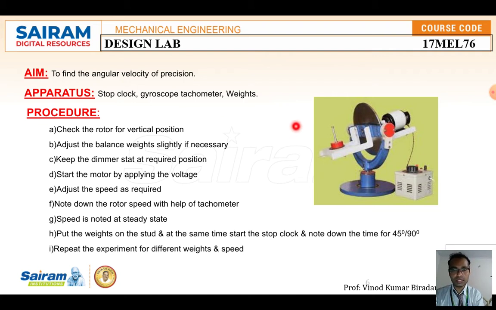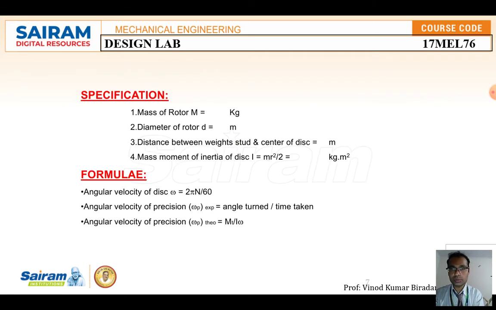This is the procedure for conducting the gyroscope experiment. It is not there in your syllabus. On the next slide I am going to tell you the specification. The mass of the rotor will be available on that particular gyroscope component, then note down the diameter of the rotor, which they will also give. The distance between the weight stud and the center disc they may also give in the lab manual.